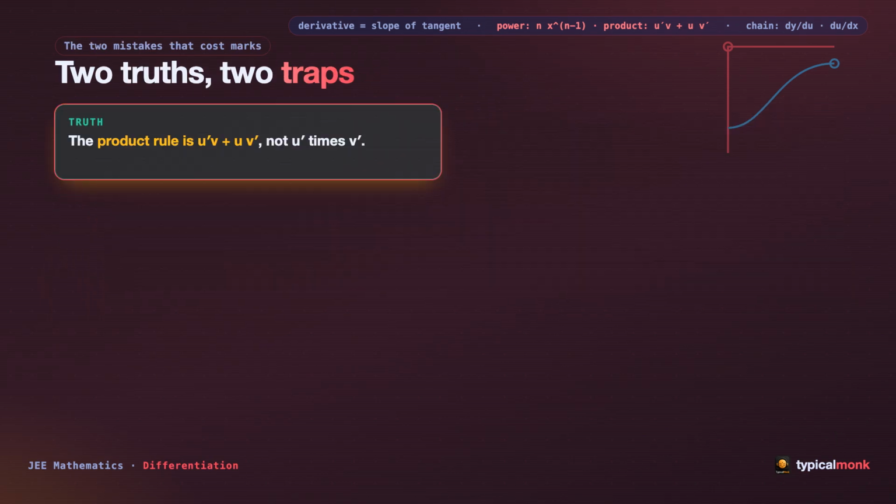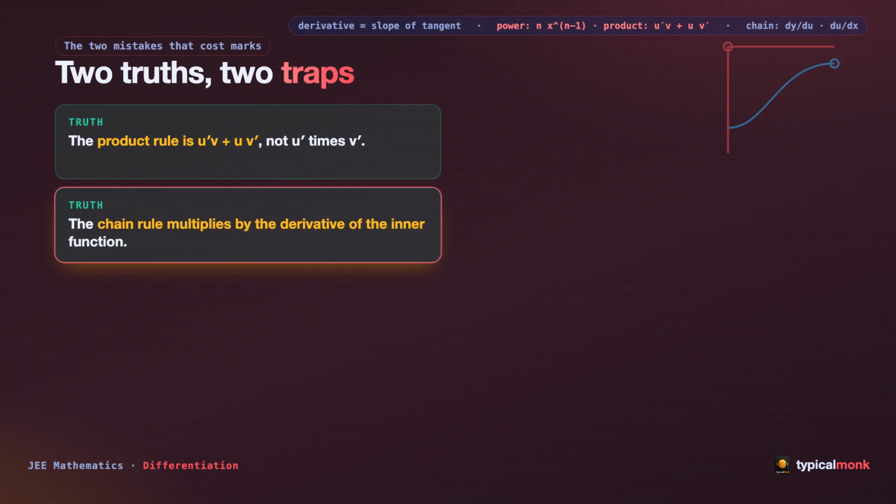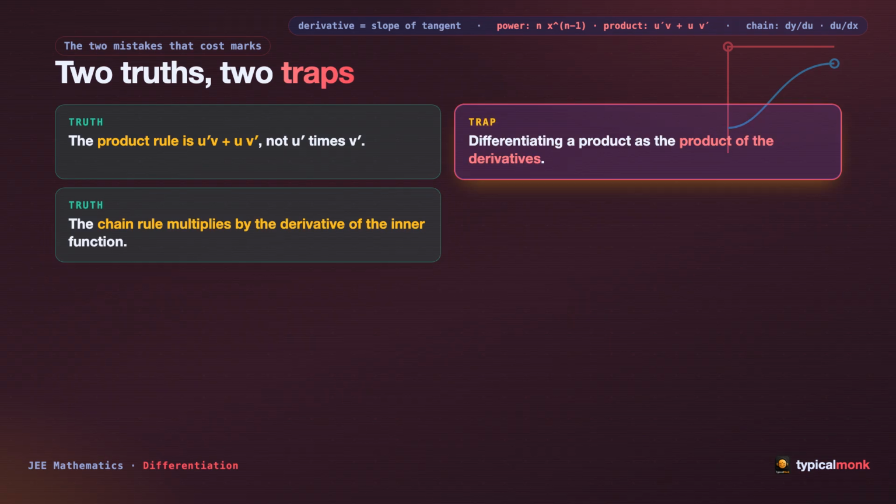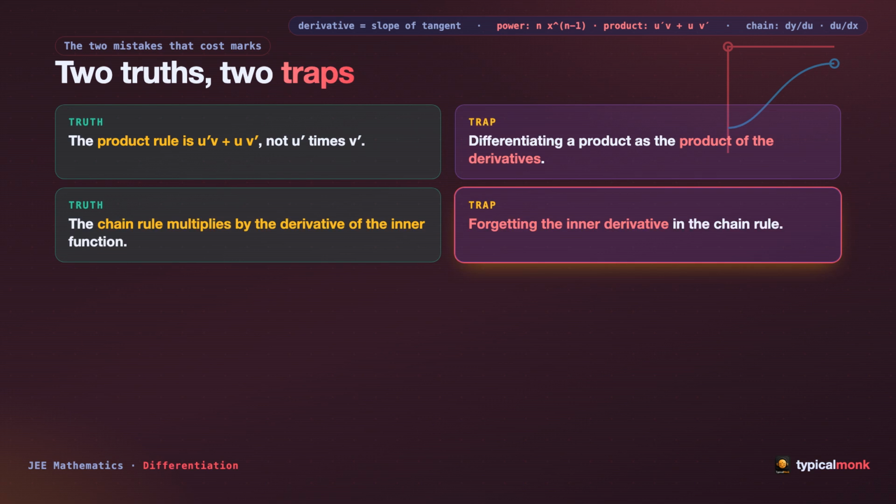Now, the 2 mistakes that quietly cost marks. The truth: the product rule is u prime v plus u v prime, not u prime times v prime. The trap: differentiating a product as the product of the 2 derivatives. The second truth: the chain rule multiplies by the derivative of the inner function. The second trap: forgetting that inner derivative in the chain rule.